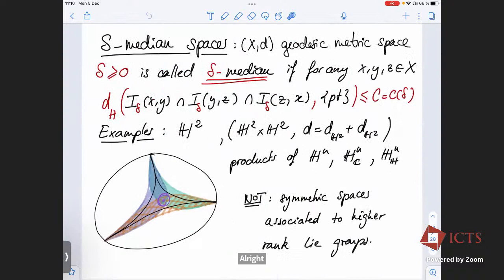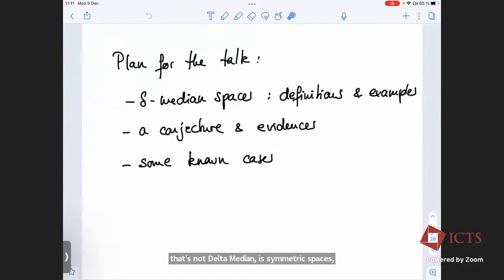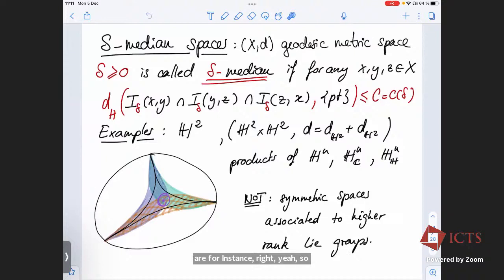So this is where we leave hyperbolicity, because then you have products. But the metric you put is the sum of the two metrics. And you can do the same with products of complex hyperbolic or quaternionic hyperbolic. And one thing that's not delta median is symmetric spaces associated to higher rank Lie groups, like SL3R, for instance. I'm going to come back to why the symmetric space associated to SL3R will not admit a delta median metric.